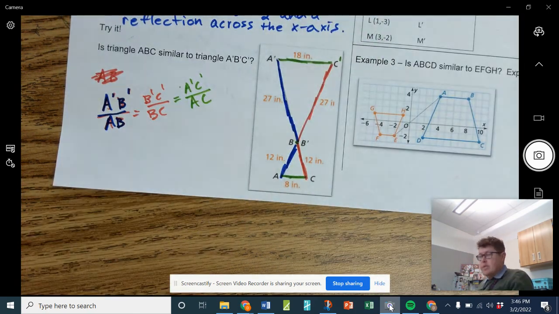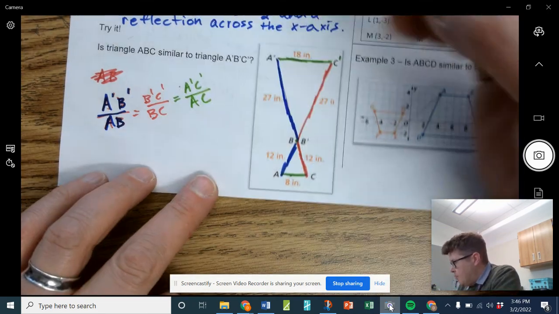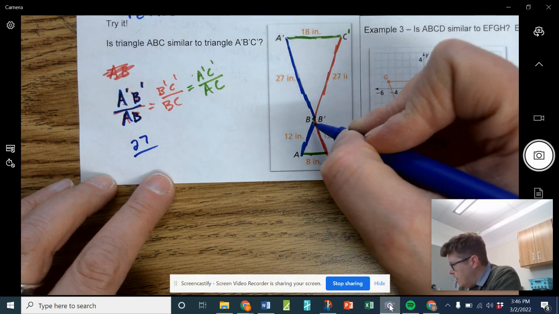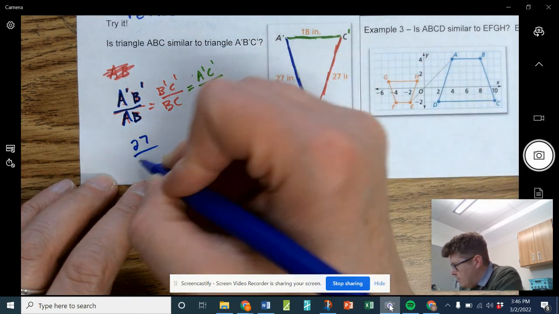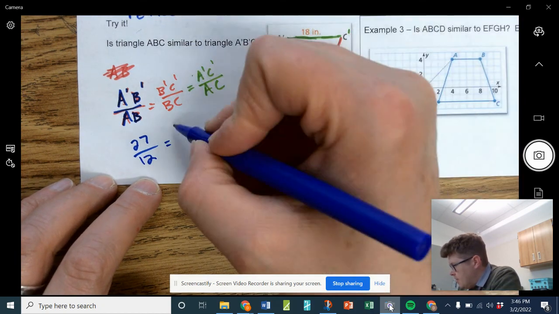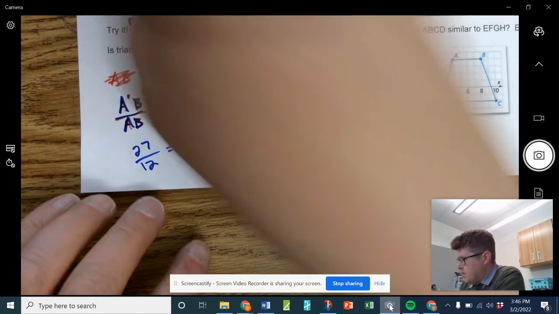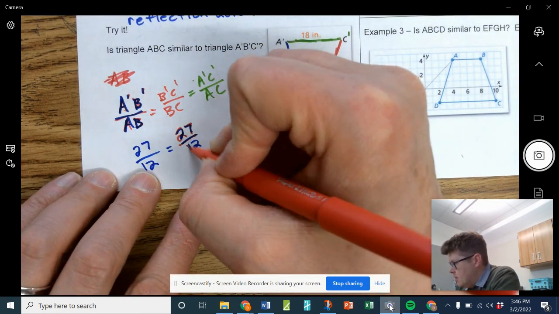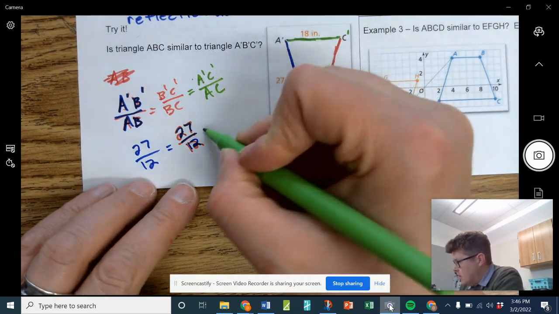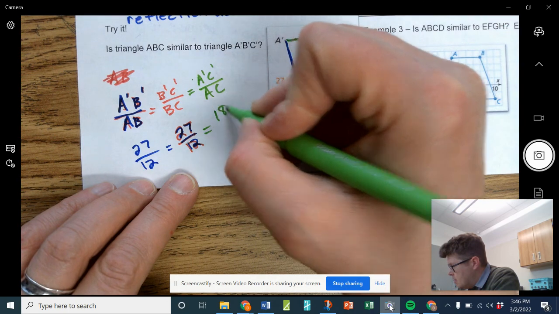So we're going to just be doing some division to set this up here. So let's see, A prime, B prime is 27, divided by A to B is 12. Okay. B prime, C prime, it's going to be the same thing, right? Shoot, that should be in red. Okay, that should be in red. Sorry about that, guys. And then the last one, right, is going to be this 18 divided by 8.